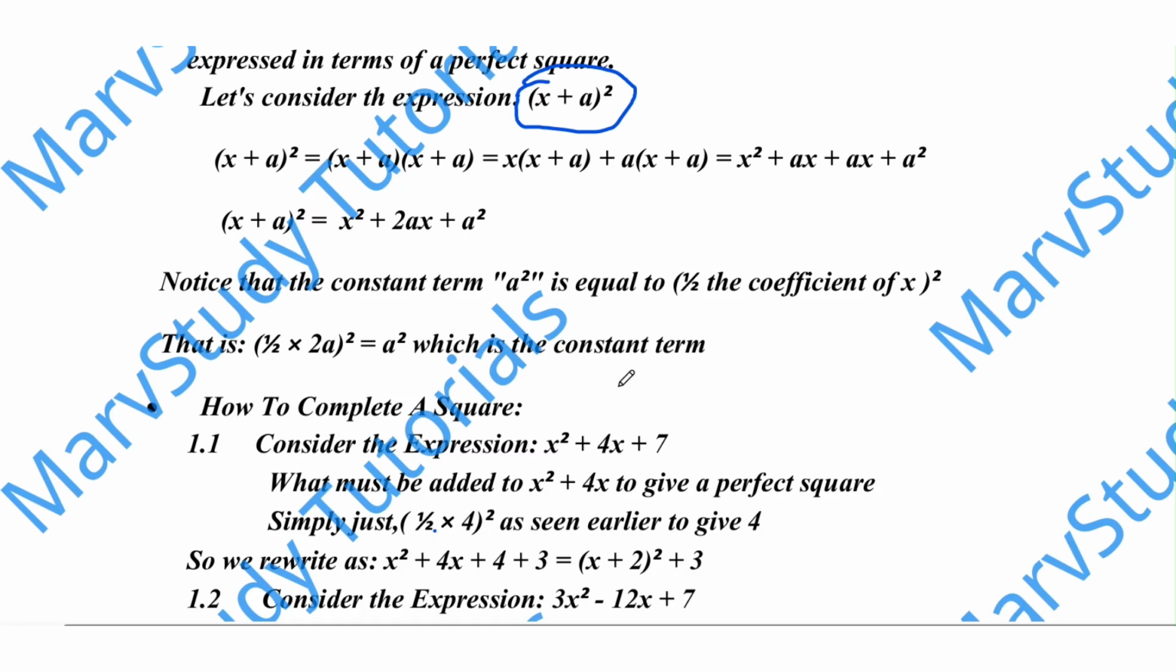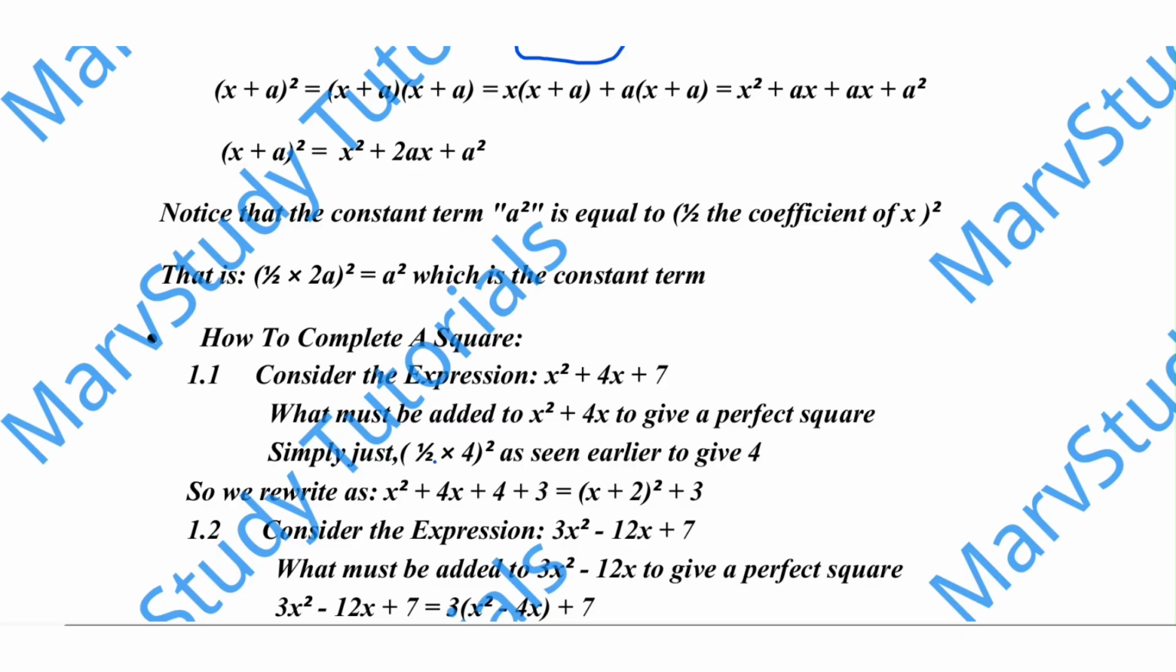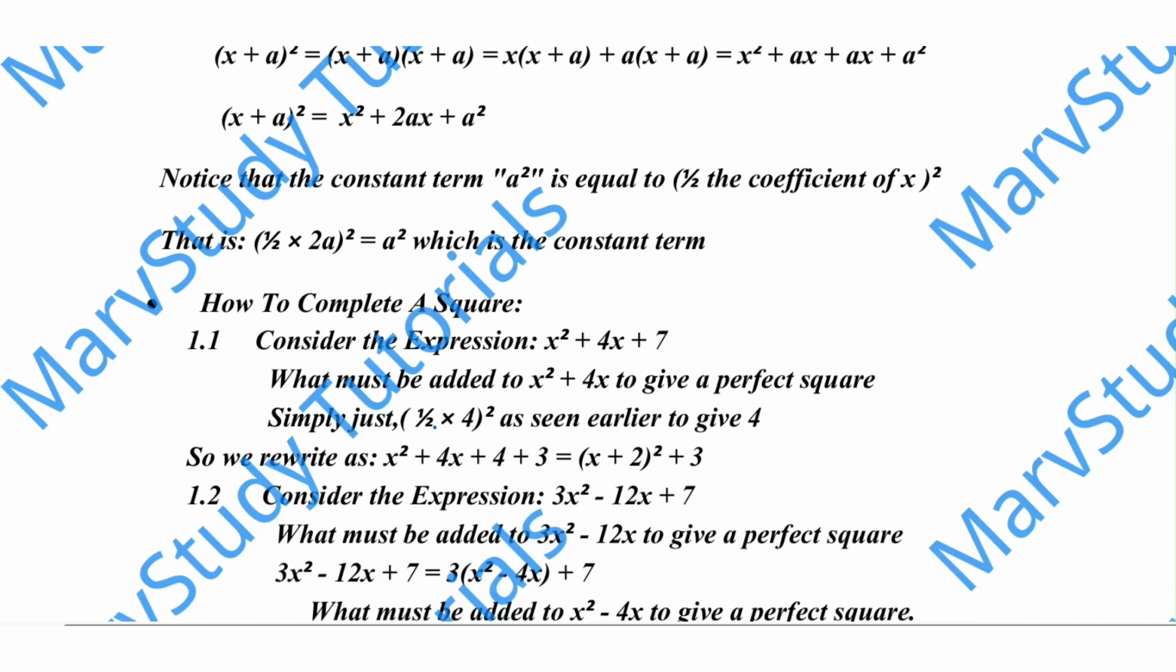For question number 2, we are given the expression 3x squared negative 12x plus 7. Quite different from the first one. So what we simply do here is to factor what we have. Let's focus on this part now. I'm going to take 3x squared negative 12x, and ask what must be added to 3x squared negative 12x to give a perfect square? So I'm going to factor it. We can see that 3 is a factor of 3x squared and is also a factor of negative 12x.